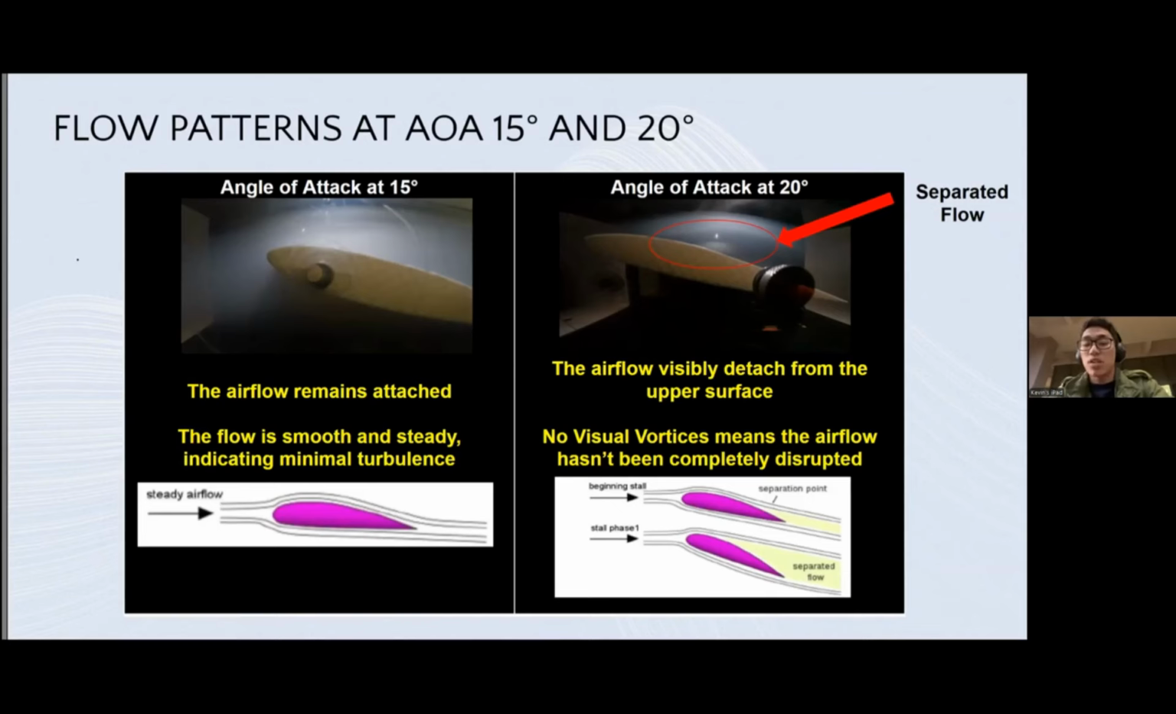The right image shows an angle of attack of 20 degrees. The airflow visibly detaches from the upper surface of the airfoil, indicating separation. Additionally, the absence of visual vortices suggests that while the flow is disturbed and isn't turbulent, the stall conditions are near but not fully developed. The diagram on the bottom right demonstrates the beginning of these stages of stall, showing flow separation. And now Dev will talk about the next slide.